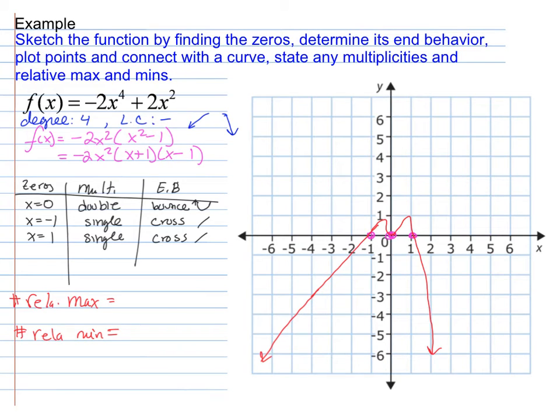So relative maxes, we have 2. We have 1 here and 1 there. And the min, we have 1. So we have 2 relative max, 1 relative min.